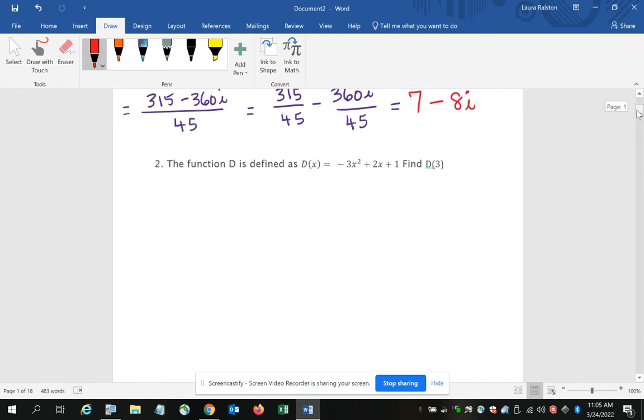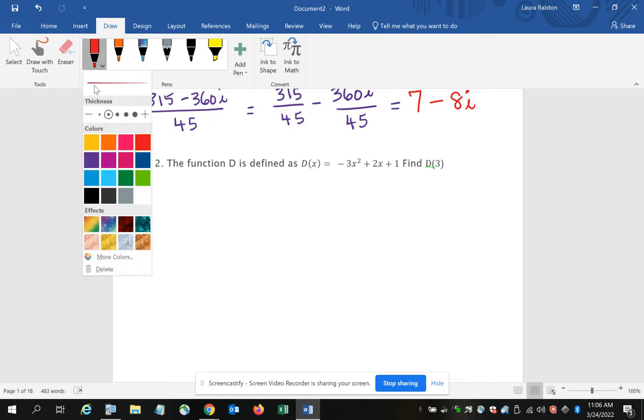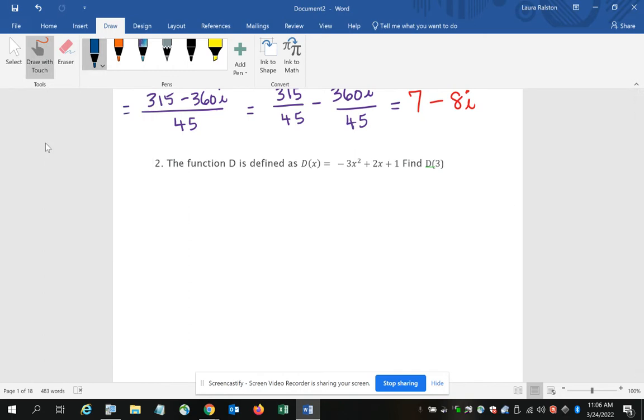Question number 2 gives you a function. It says the function d is defined as d of x equals negative 3x squared plus 2x plus 1, and it wants you to find d at 3. Guys, don't overthink it. This is a very straightforward problem. To find d at 3, you're simply going to plug and chug. You're going to plug the value 3 into the function wherever there is an x.